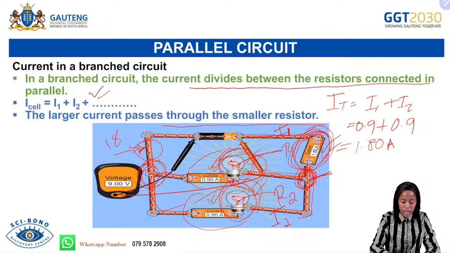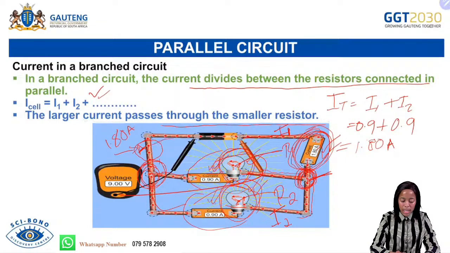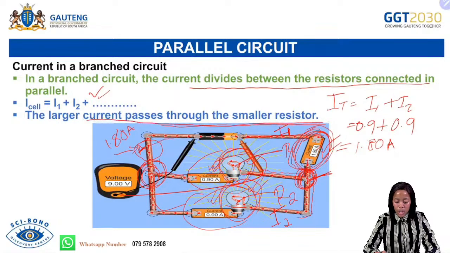which is the same as 1.80 ampere. Why? Because the top part of the circuit represents a series circuit, and with a series circuit, the current is the same at all the points. But with a parallel circuit, the current is divided. Another thing we can note is that just because this is 1.80 and this is 0.9 and 0.9, we are not saying that the current will always be divided equally.